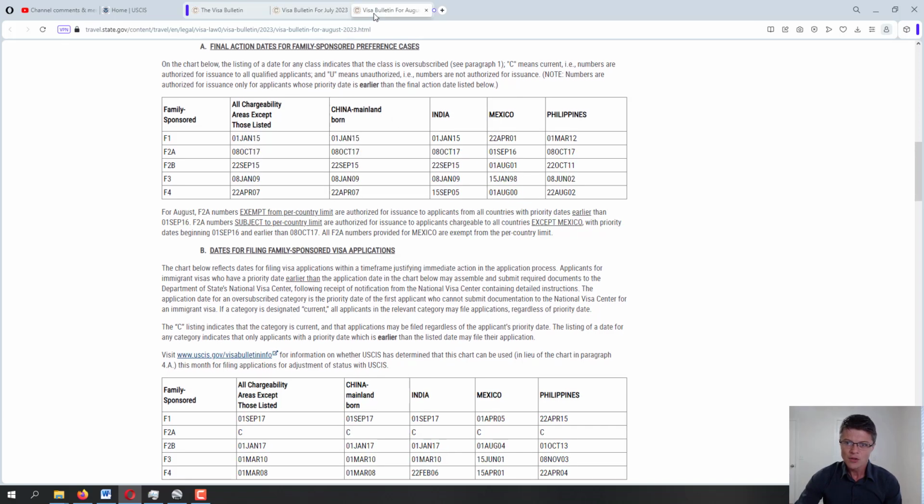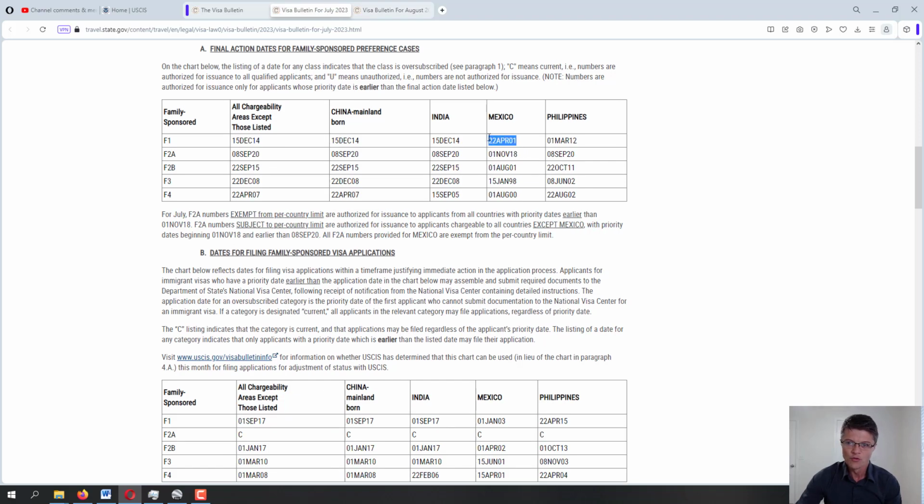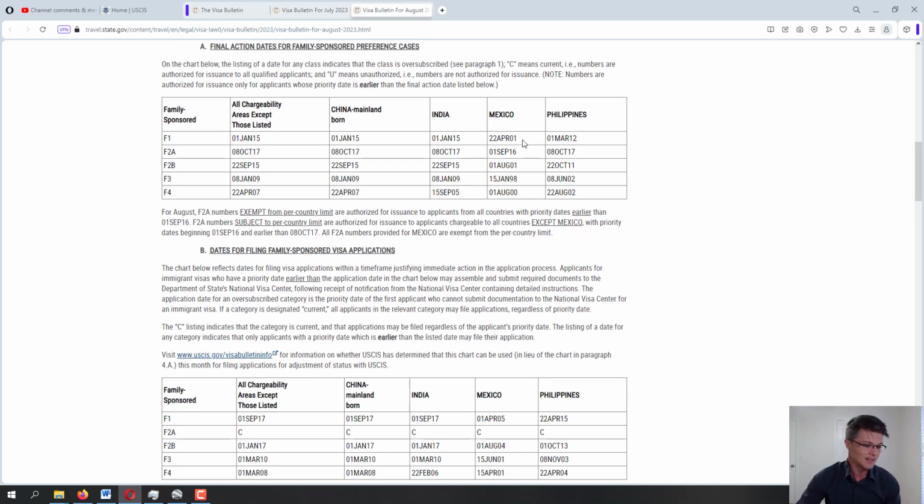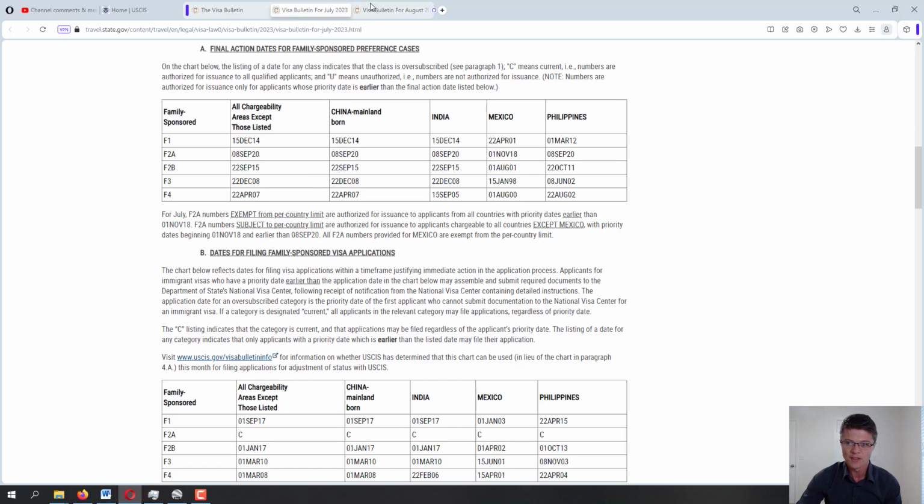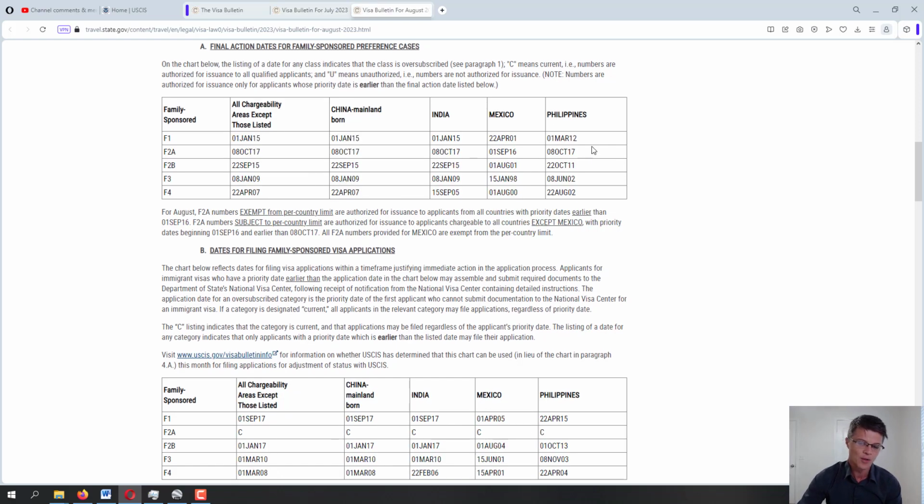Now in Mexico, unfortunately, there was no movement at all. As you can see, it is in July 2023 visa bulletin. It's showing 22nd April 2001, and the same thing in August. And the same goes for Philippines. No movement for F1 category for Philippines at all, unfortunately.